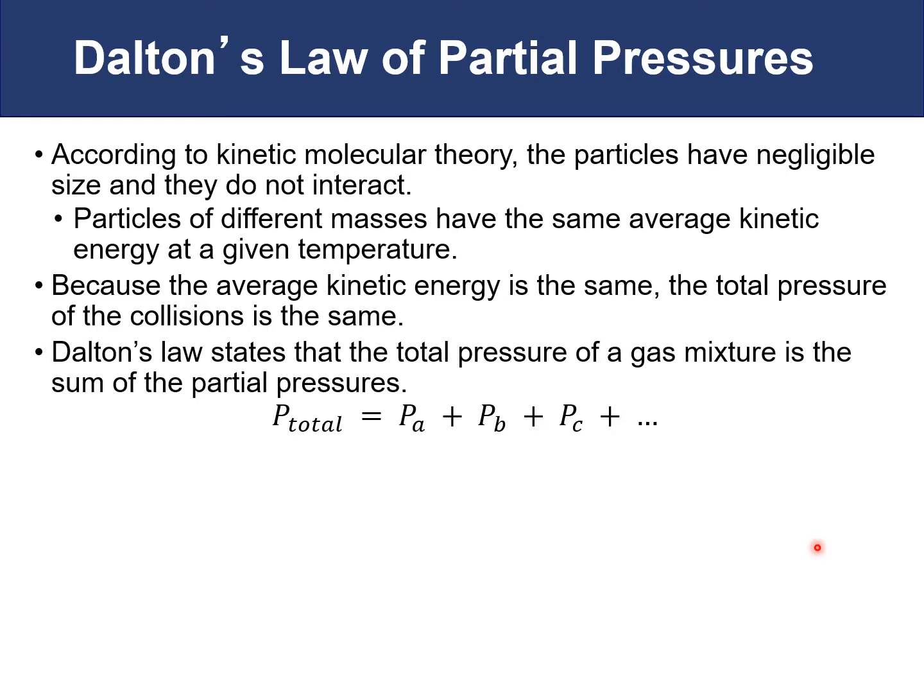Because 78% of the molecules that are hitting the side are going to be nitrogen and roughly 21% are going to be oxygen, the total pressure is a sum of the pressure coming from the nitrogen and the pressure, or the collisions on the wall, coming from the oxygen, as well as the argon and carbon dioxide and all the other subcomponents.